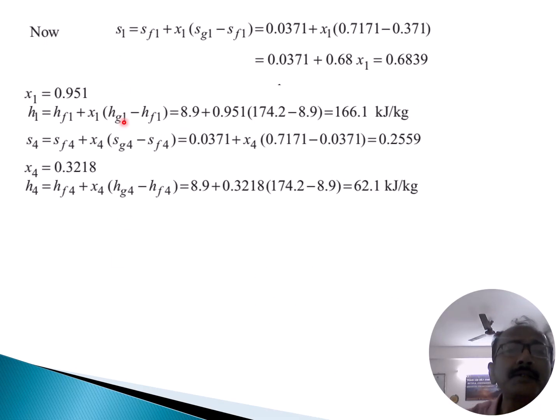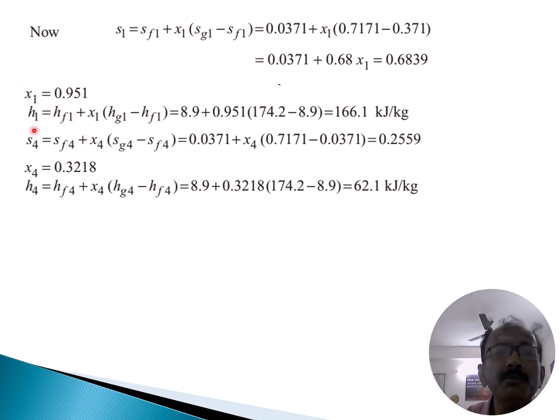Now we know that S1 equals SF1 plus X1 into SG1 minus SF1, where X1 is the dryness fraction at state point 1. So this is the common formula. We just put in all the values and we get 0.6839. Now from this you can easily calculate the value of X1, that is the dryness fraction at state point 1.